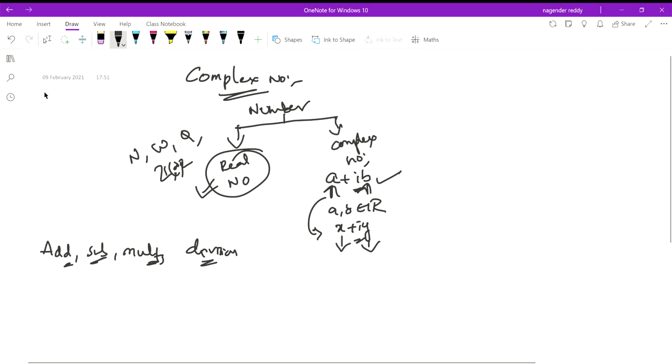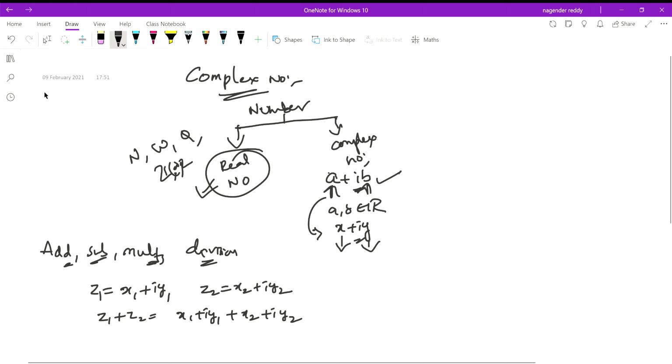Let us assume that a complex number is denoted with a small z. Let us assume two complex numbers, z1 equals x1 plus iy1 and z2 equals x2 plus iy2. Then we can go for z1 plus z2, that is x1 plus iy1 plus x2 plus iy2. You should think here compulsorily.